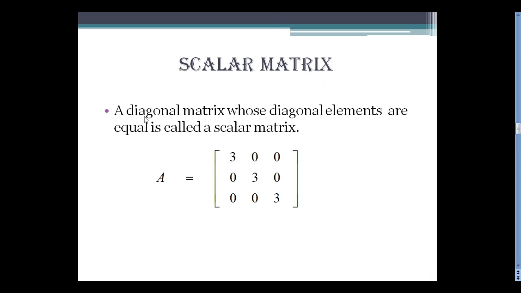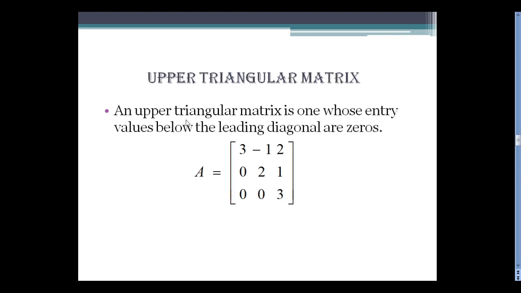Scalar matrix. A diagonal matrix whose diagonal elements are equal, we call a scalar matrix. Look at this. Diagonal elements are the same and other elements are 0. This is a scalar matrix.